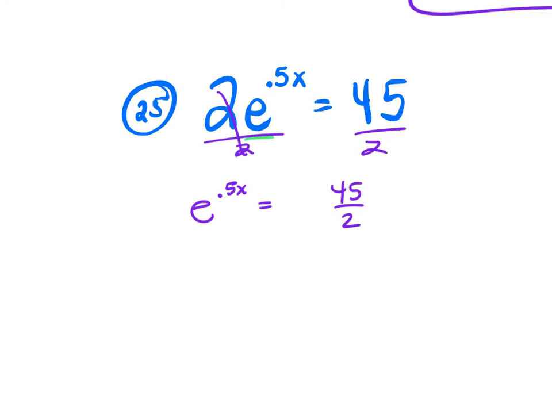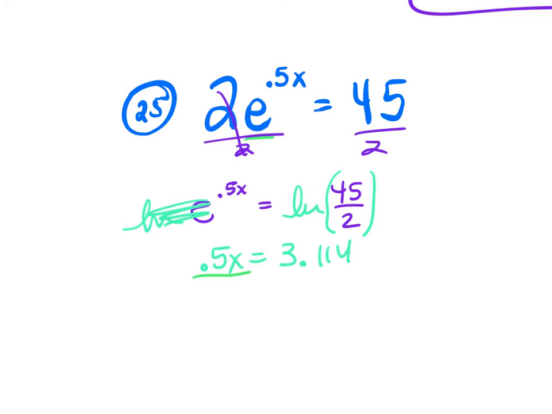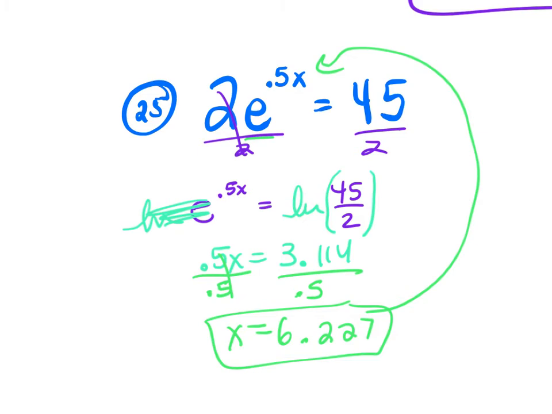But I have e isolated, so I'm now going to take the natural log of both sides. Natural log of e cancels out, so I have 0.5x equals. When you do this in your calculator, make sure your 45/2 is in parentheses. But you get about 3.114 when we take the natural log of that. Divide both sides by 0.5, and I get x equals about 6.227. Plug it back in, make sure it works.